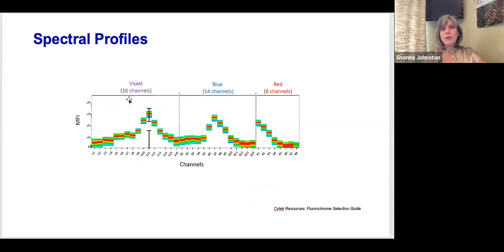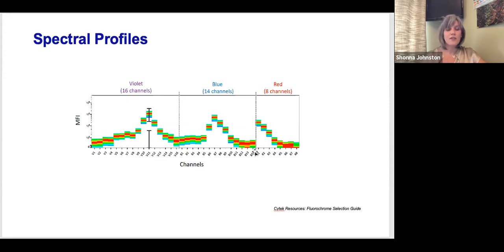You can see here, if we look at the violet laser, it's actually associated with 16 different violet detectors. The blue is associated with 14 detectors, and your red is associated with 8, and that is what is creating that spectral profile. So it's not that it's down at the bottom end at 450 and at the top end at 800. It's right across the spectrum from about 410 right up to about 800 here, and then from this one from about 500 up to 800 and so on.